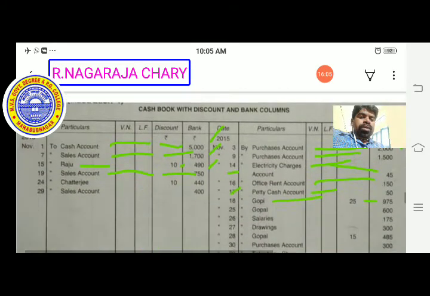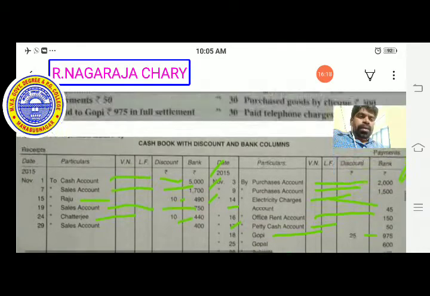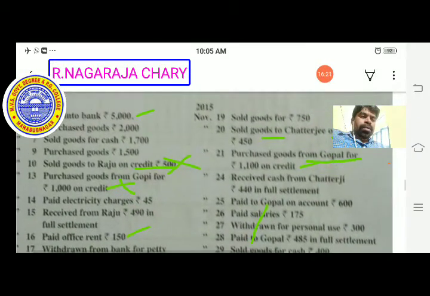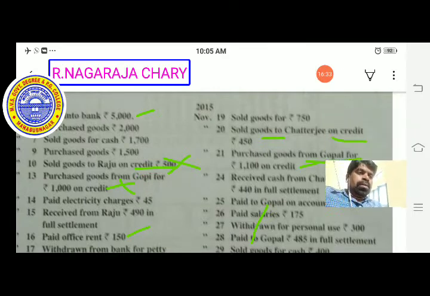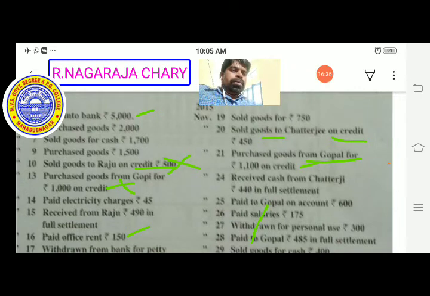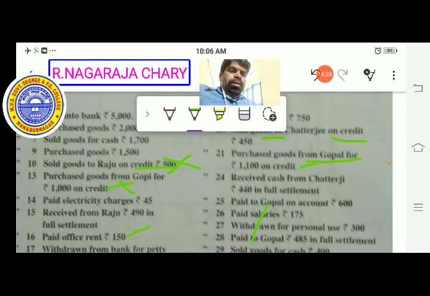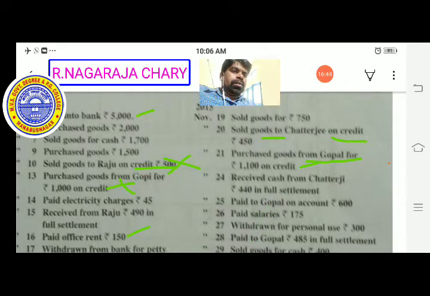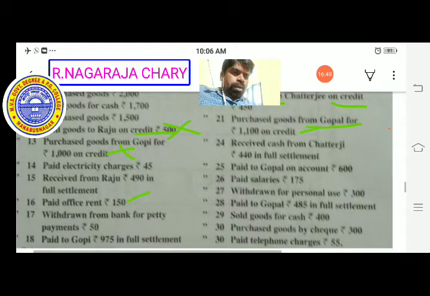So you see, observe here: Chatterjee, 24th date, to Chatterjee 10 rupees and 440 rupees. So this 10 rupees is allowed discount. Next, that is the 24th done.